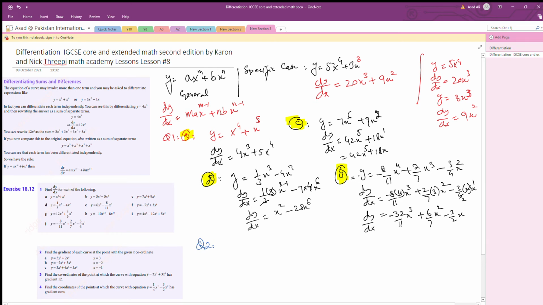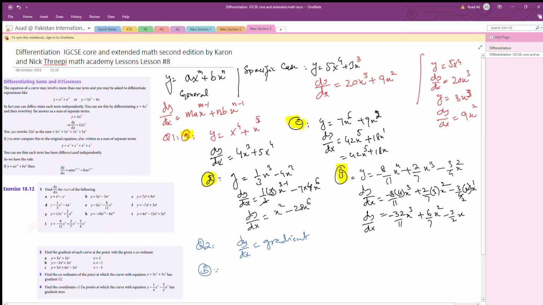find the gradient of each curve at the point with the given x coordinate. Yeah, gradient is dy dx. This is gradient. Okay, let's find dy dx. Now let's do part B.